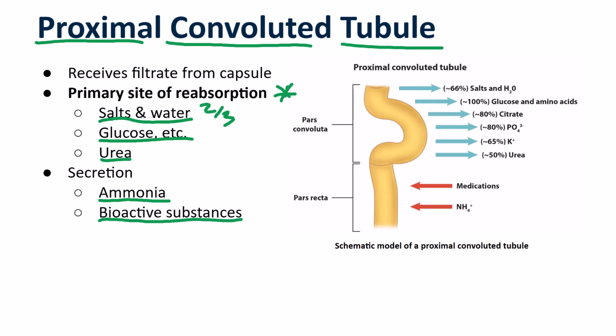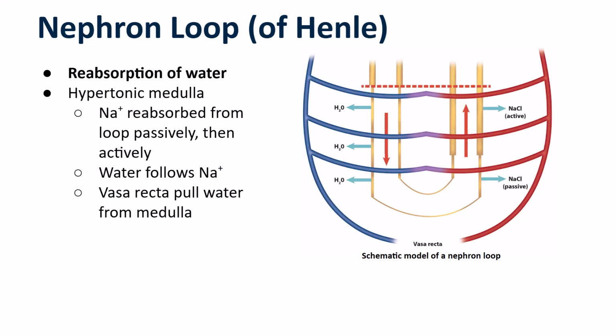Now, the proximal convoluted tubule has a region which is rather straight and a region which is rather curvy or convoluted. And we call these the pars recta. Recta is straight, so that's the straight part, versus the pars convoluta, or the convoluted part. The proximal convoluted tubule is going to feed the filtrate into the nephron loop. So we go from the proximal convoluted tubule into the nephron loop.